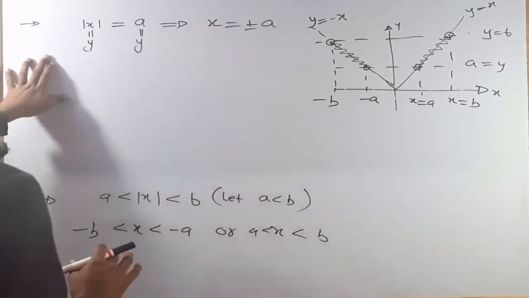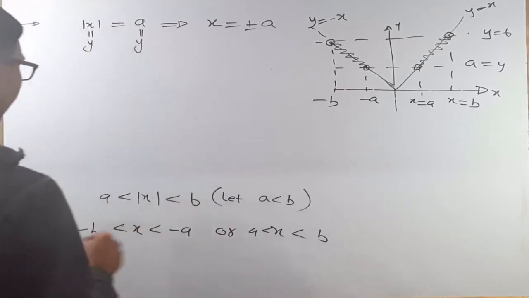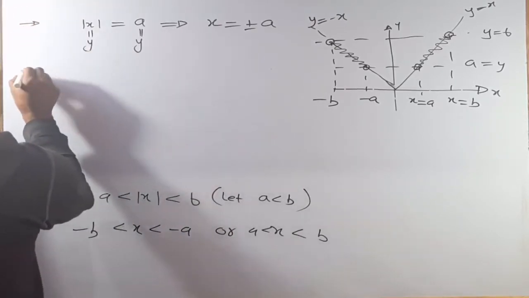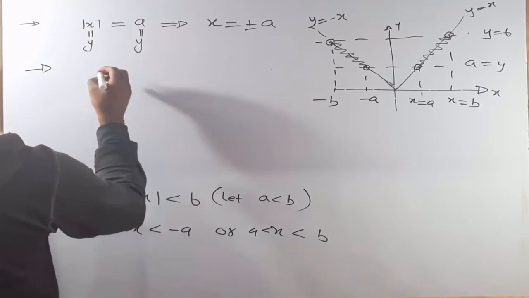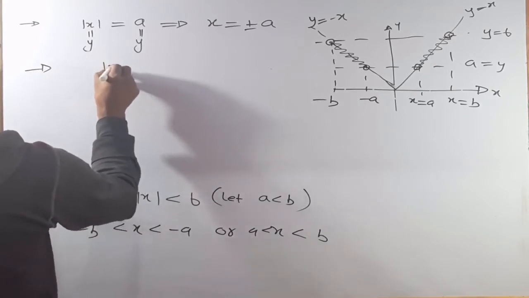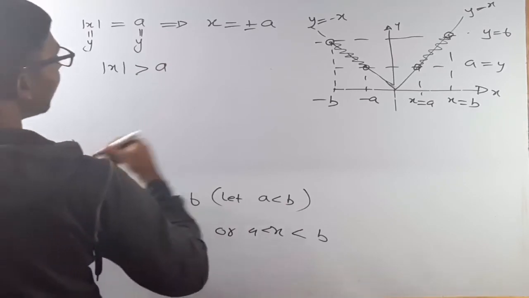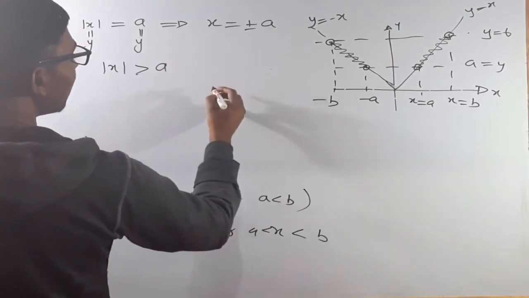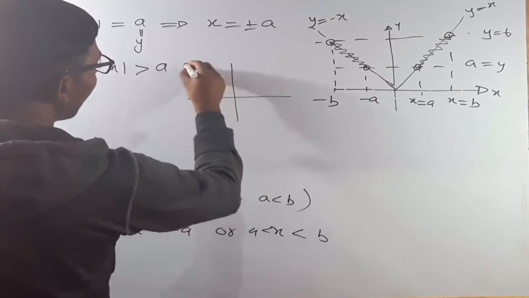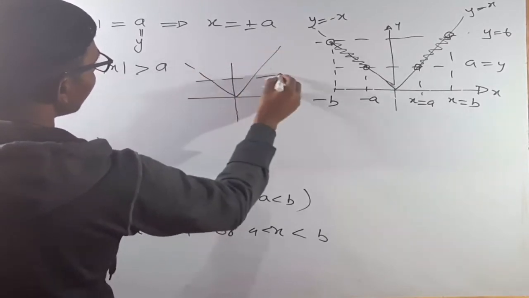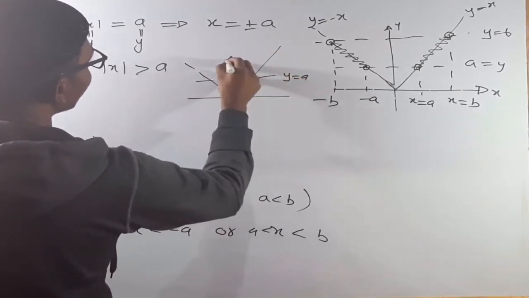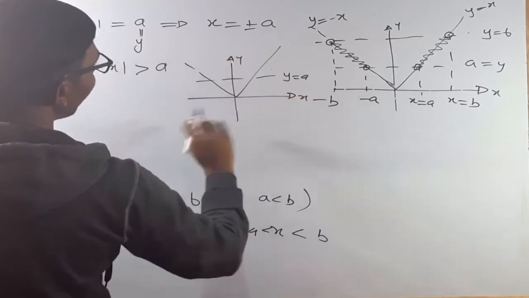Okay, so I am going to write one more property, like here it is written, we can say mod of x greater than a. So how can we expand this? With the help of the graph, we can simply say, I'm going to draw the graph of this. This is y equals a line, and this is the x-axis.